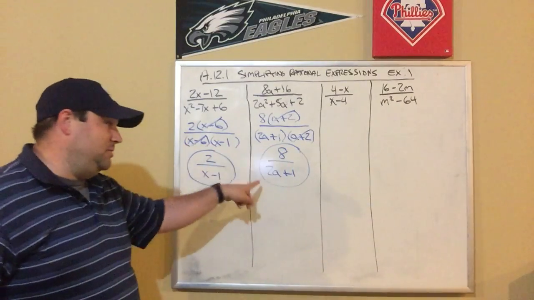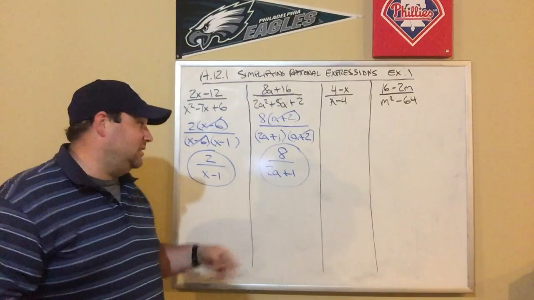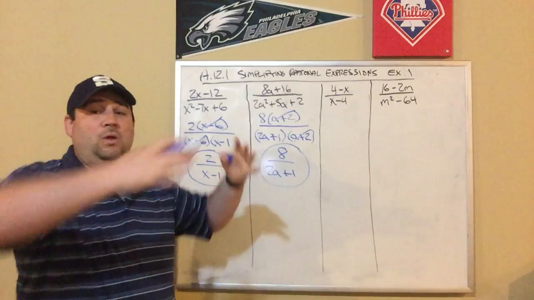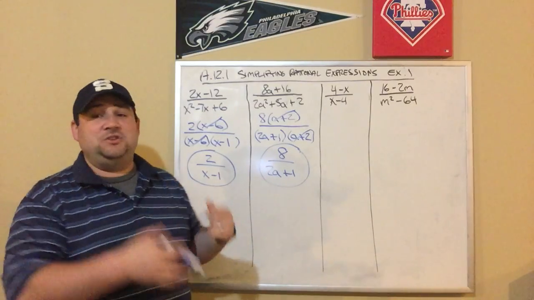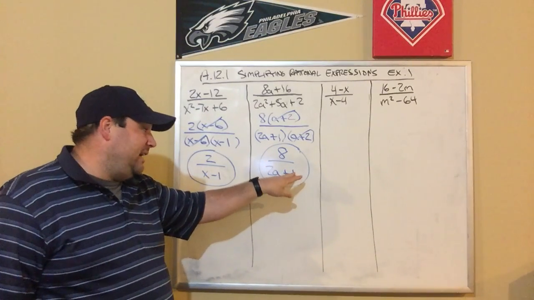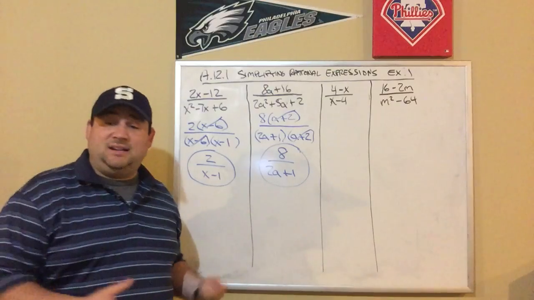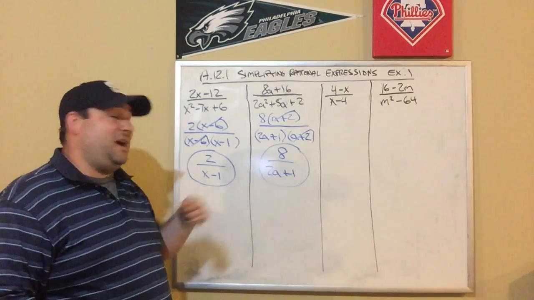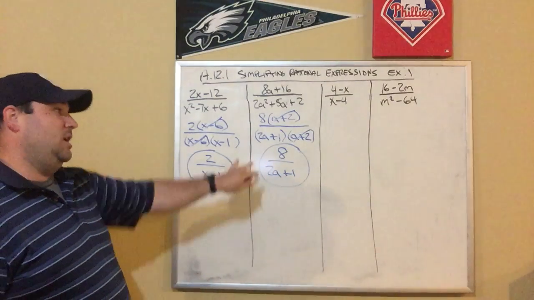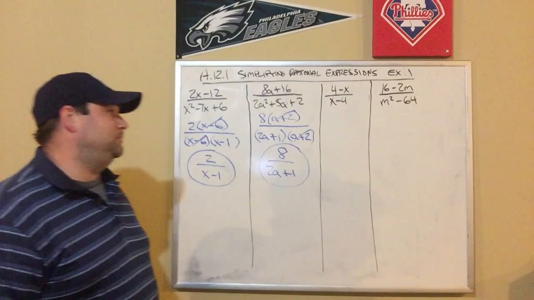Again, you can't do the 8 and the 2. They cannot factor, because 2a plus 1, that's one whole binomial. Now, if there had been like a 2 here, well, then we could divide a 2 out of everything. But since we can't divide a 2 out of this 1, we can't do it. We're done right there. Let's look at our next one.